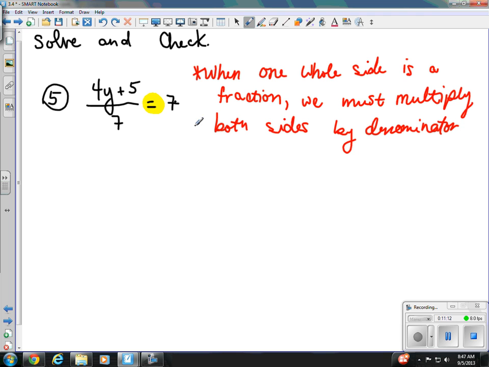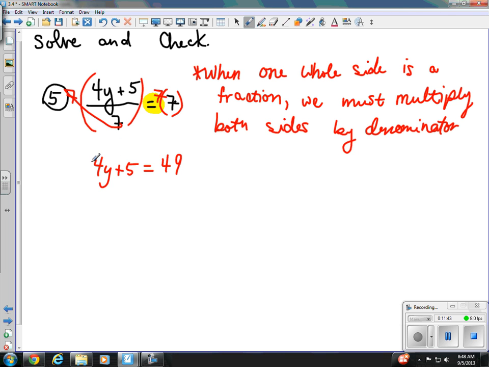If my denominator is 7, I'm being divided by 7, so the opposite is to multiply both sides by 7. My multiplying by 7 and my dividing by 7 cancel out because they're opposites. So I get 4y plus 5 equals 7 times 7, which is 49.